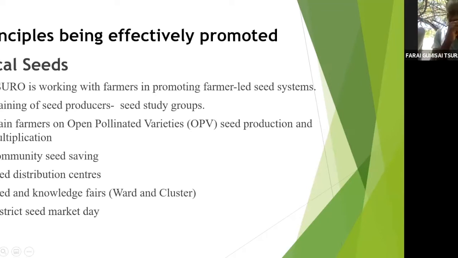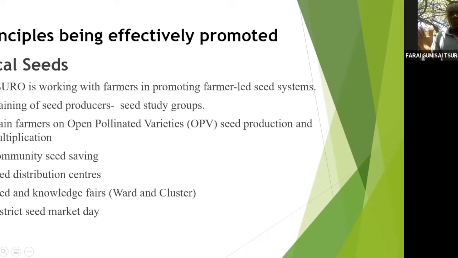And then the district seed market day will be a big event, which will be advertised at national level, even at provincial level and district level. Farmers come together and display their seeds. During this time, we can also invite the national radio and the national television. They come to this event and cover it, and through that coverage they can play the videos at national level and even broadcast on the national radios, therefore helping in information dissemination about this market day.